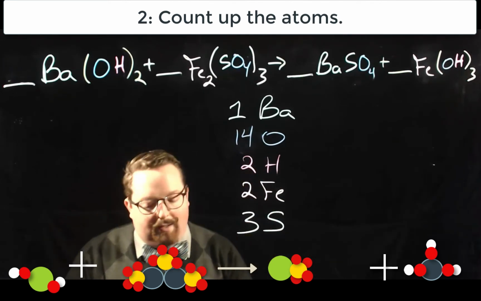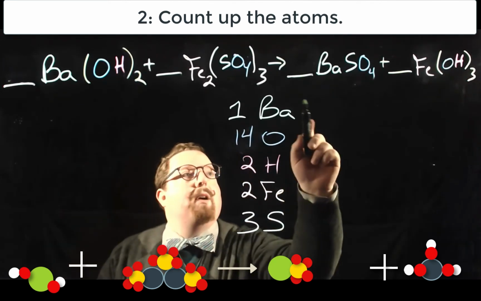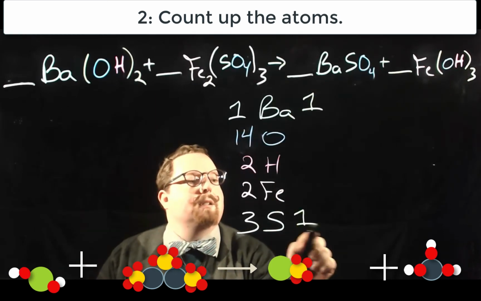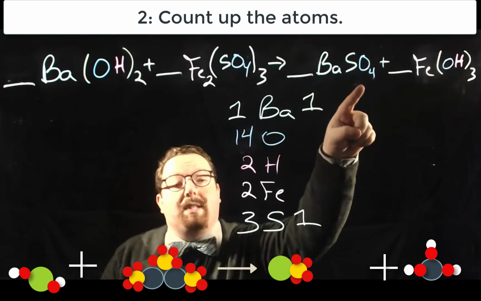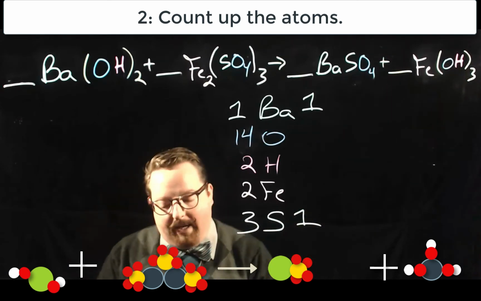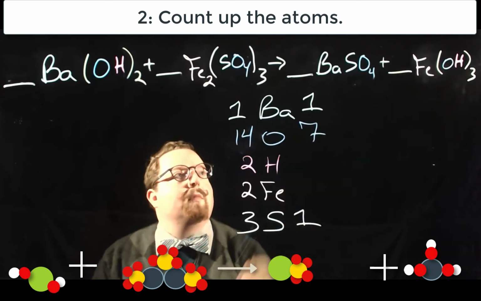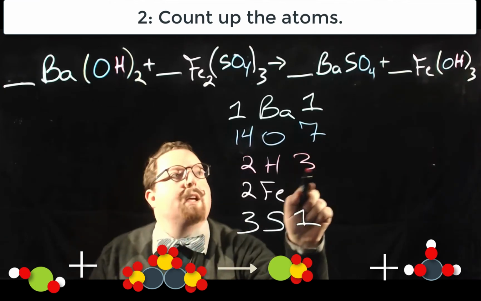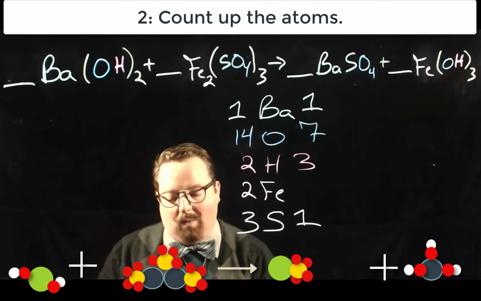On the right side, we have barium up here with still just 1. There's 1 sulfur. There's 4 oxygens here plus 3 from over there, so there's 7. Hydrogen, there's 3 right from there. And iron, there's only 1.